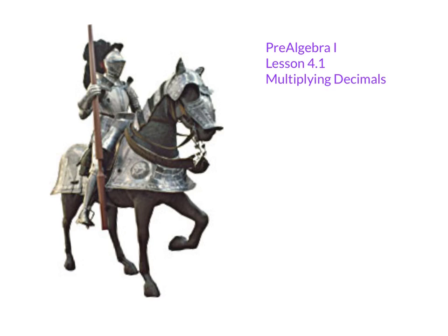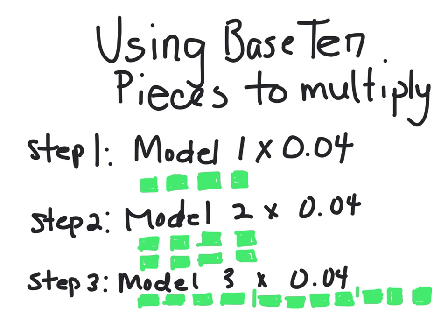Okay, this is PreAlgebra 1. This is lesson 4.1, and it is on multiplying decimals. If you were using base 10 pieces to multiply, and I have them on my desk so you can get them out and look at them if you want, we can use them to multiply and to understand how to multiply decimals. On step 1 here, how would you model 1 times 0.04?